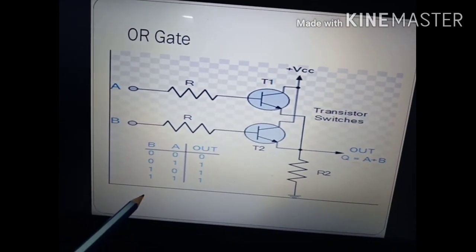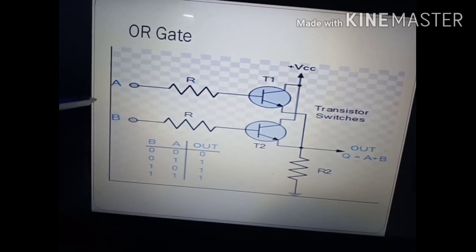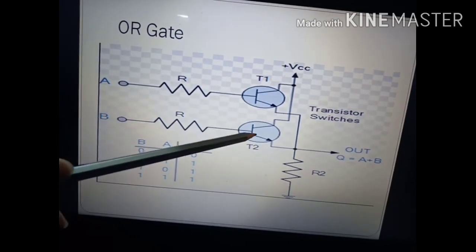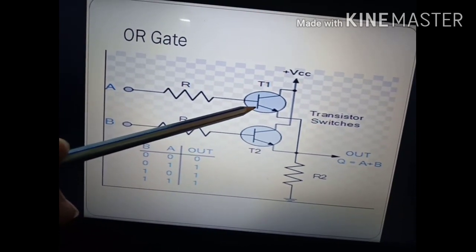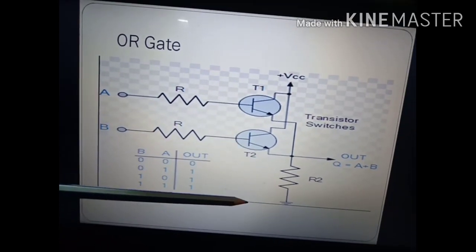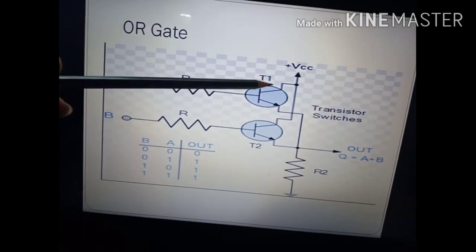In the case of 1, 1, where both inputs of the OR gate are in the high state, both T1 and T2 will be in the active state. That means both are in the on state. Current can pass through both T1 and T2. So in this case, the same case will happen.